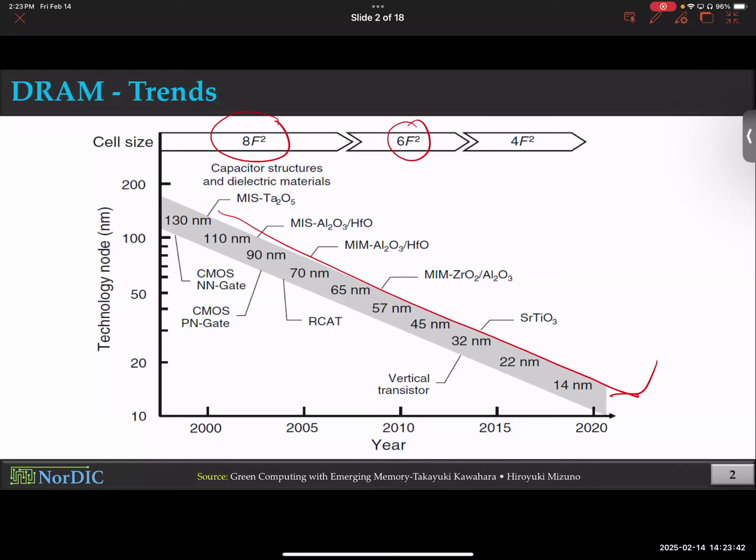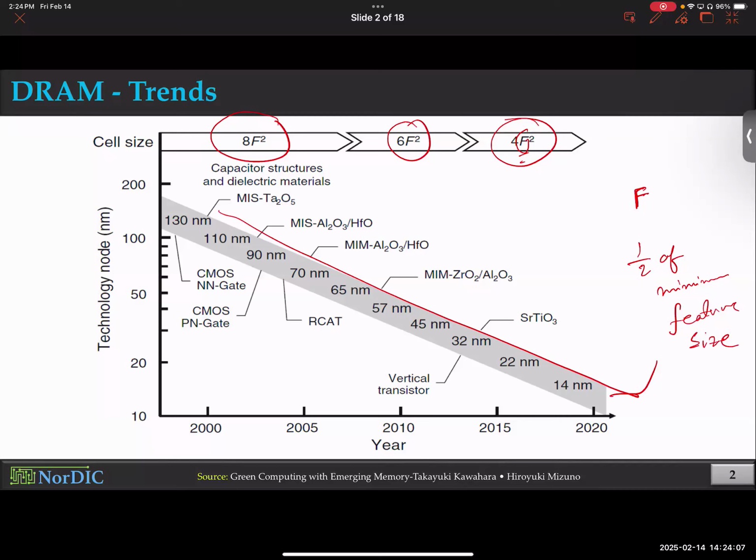And this is what's going on with the cell sizing. What does that really mean? I think I hinted at it because of a question in one of the classes, but today I will discuss it more clearly. F here stands for half of the minimum feature size. Well, minimum feature size. What is minimum feature size?